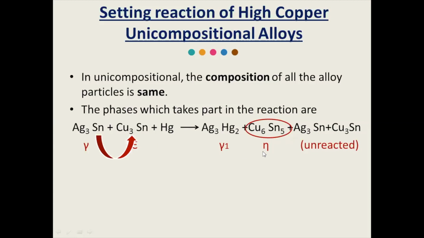And these eta phases, as in admixed we have seen, formed a halo around the eutectic phase. But here they are formed in a rod shape, which are embedded in the matrix of gamma 1. So this is the setting reaction of single unicompositional alloys.